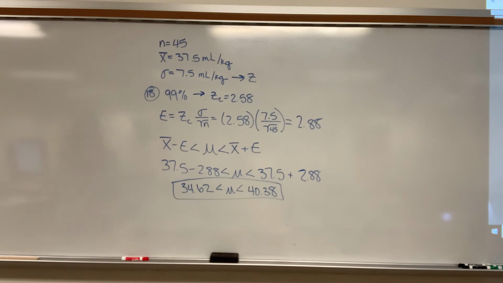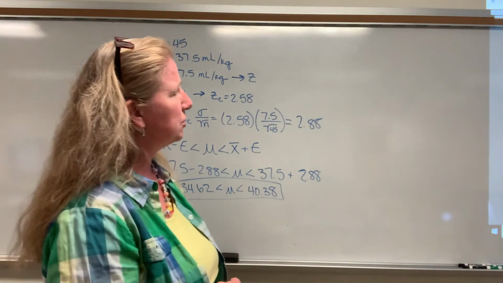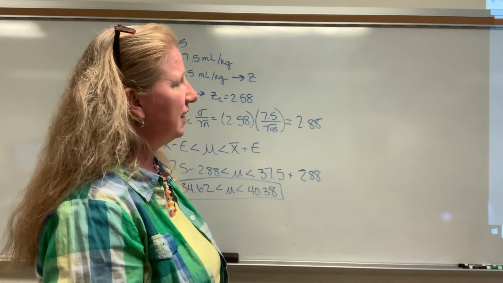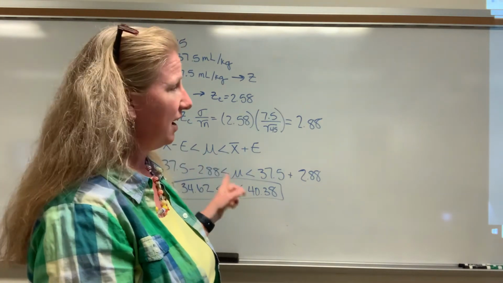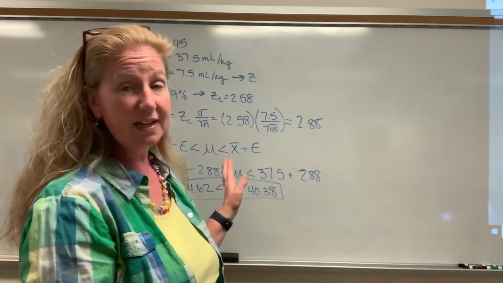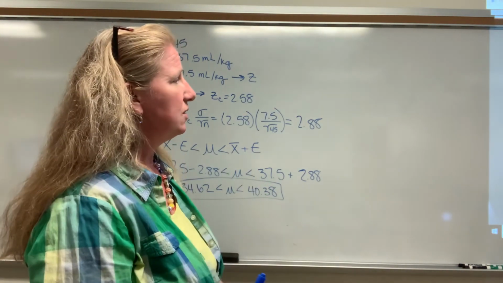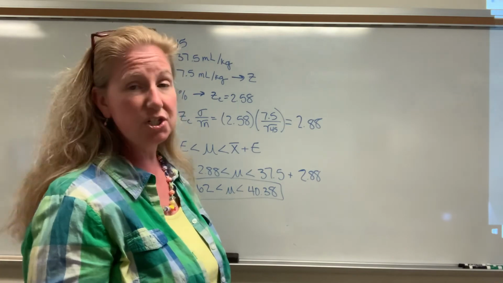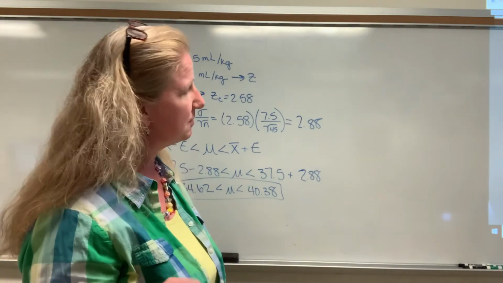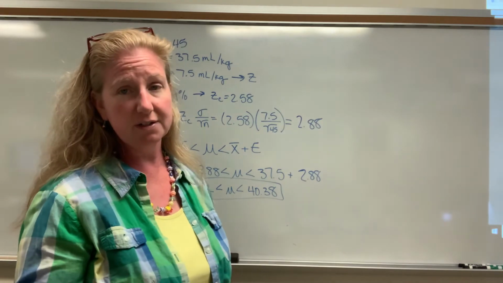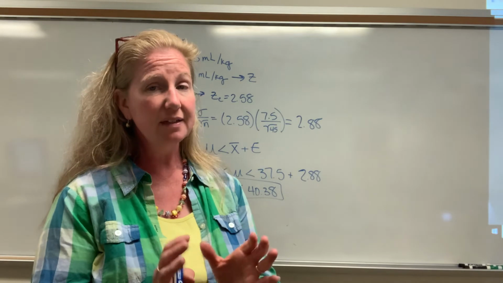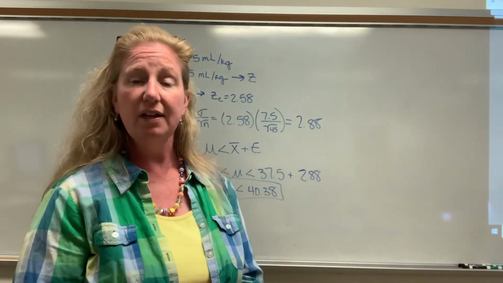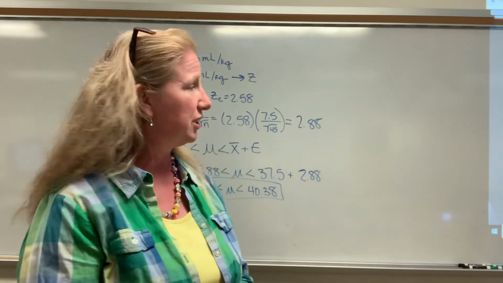And then the last part says, give a brief interpretation of your results in the context of the problem. This 99% confidence interval is one of the intervals that captures the population average blood plasma level for male firefighters. So we're 99% confident that this interval that I calculated is an interval that would work with this situation.